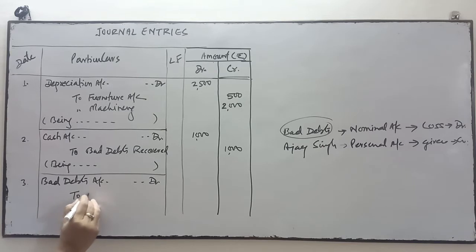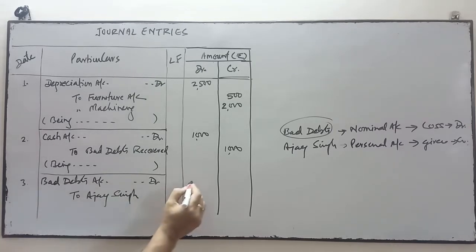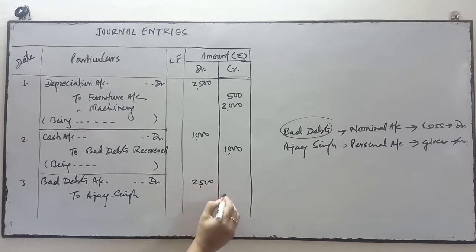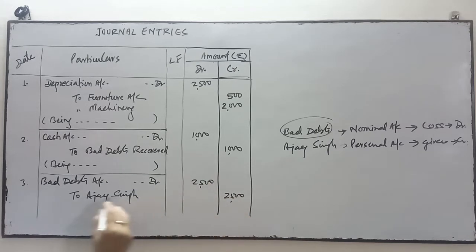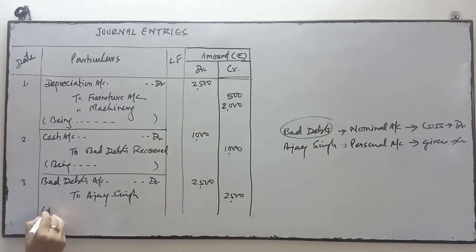And who has given this loss? Ajay Singh. Who is Ajay Singh? Ajay Singh is the debtor. What was the amount? 2,500. Debit and credit 2,500 in front of Ajay Singh and bad debts. Bad debts is on the debit side, you will write this amount.